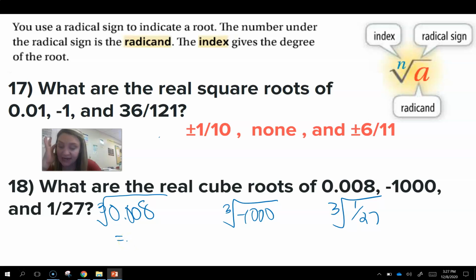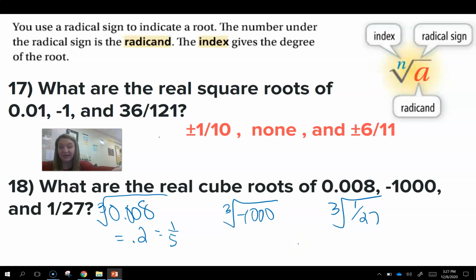There is no positive and negative. It has to be positive because positive times positive times positive is a positive. If any of those were negative, it would have flipped over to a negative, right? So this is going to stay positive 0.2, which is the same thing as the fraction 1 over 5.